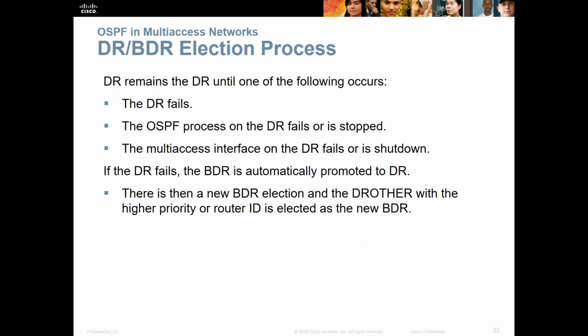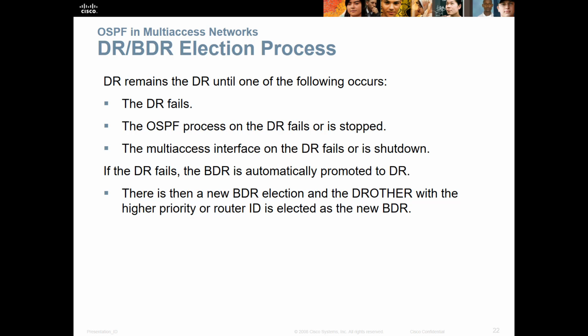Next, once you're a designated router, you stay the designated router until you fail, until the OSPF process is cleared on the failed DR, or if a multi-access interface on the DR fails or is shut down, then another election process will occur. So if the DR fails, the backup designated router becomes the DR, and then another election is held for the backup one.